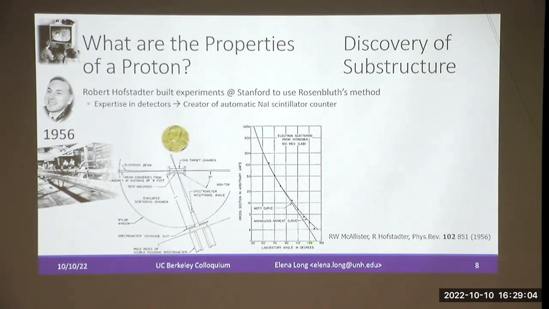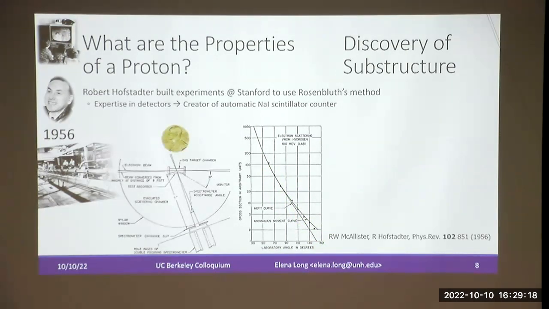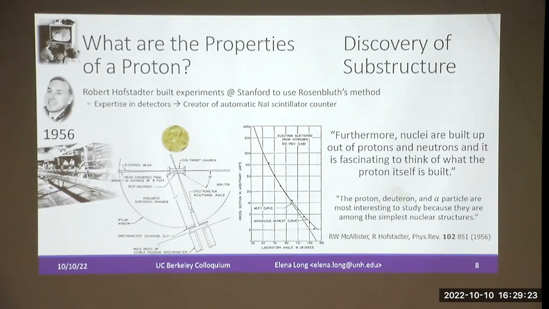If it was a point particle, particularly in these higher angles, it should have followed this dashed curve down here, and all of the data was following a different curve. So that gave us our first experimental proof that this is not a point particle, and now we have a way of studying it. He also noted that not only are nuclei built up out of protons and neutrons, but it's fascinating to think what the proton itself is built from, and further mentioned that the proton, the deuteron, and alpha particles are the most interesting to study because they are among the simplest nuclear structures. And for the deuteron in particular, hold that in the back of your head for now.